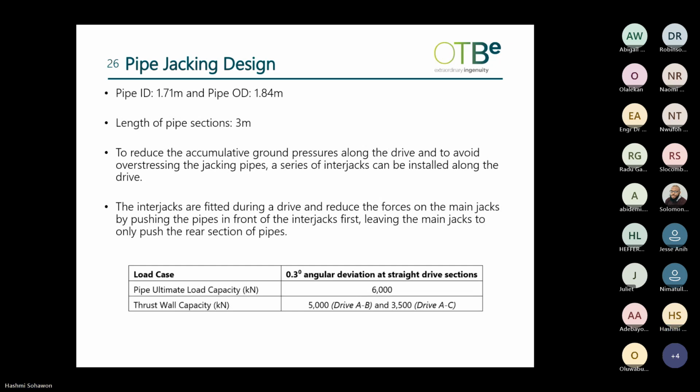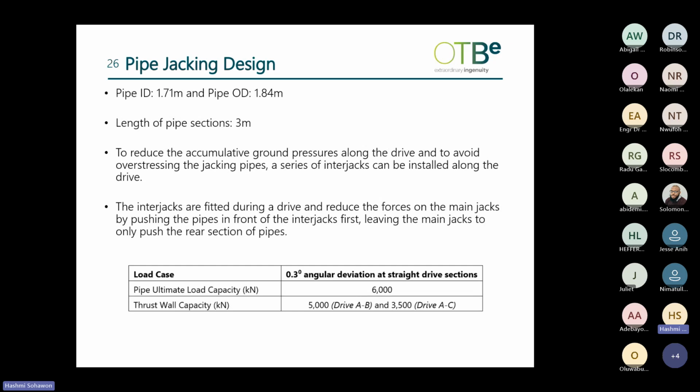This table here summarizes the ultimate structural capacity of the pipe, which was 6,000 kilonewtons. This is obtained from the technical data and calculations from the pipe supplier, and it accounts for an angular deviation of 0.3 degrees. This capacity also includes a factor of safety of 3.5.